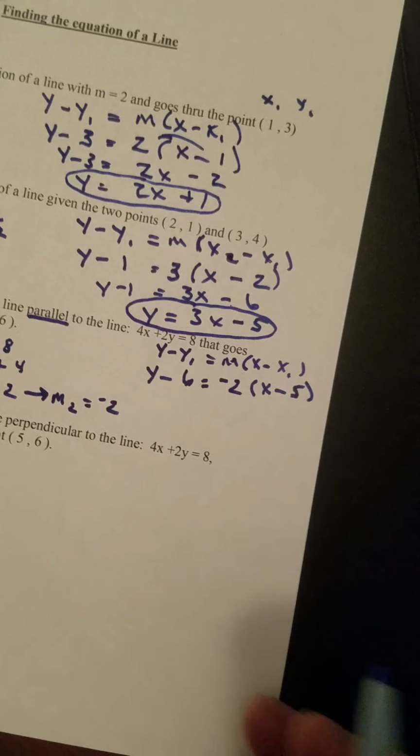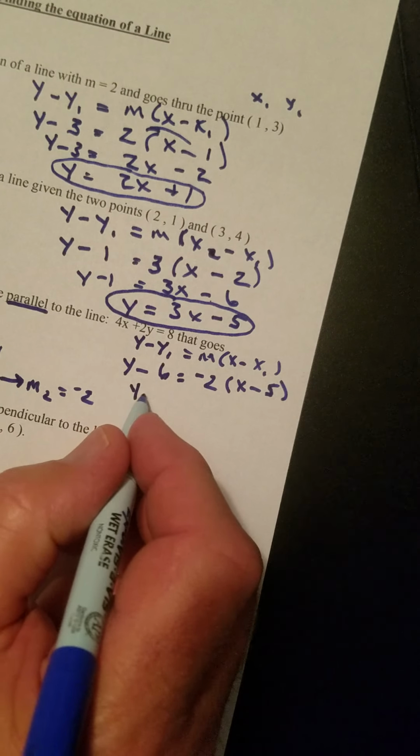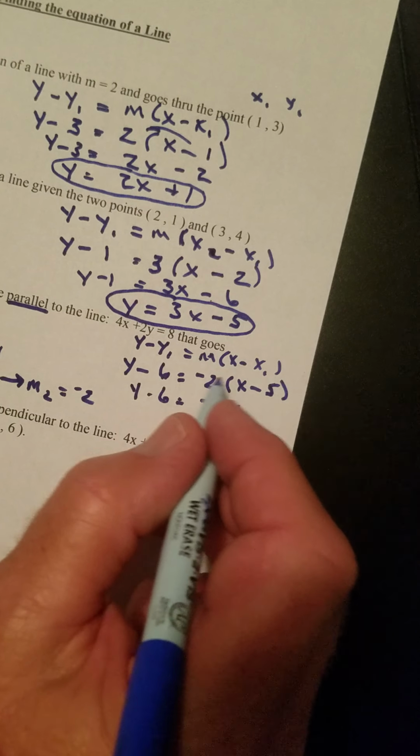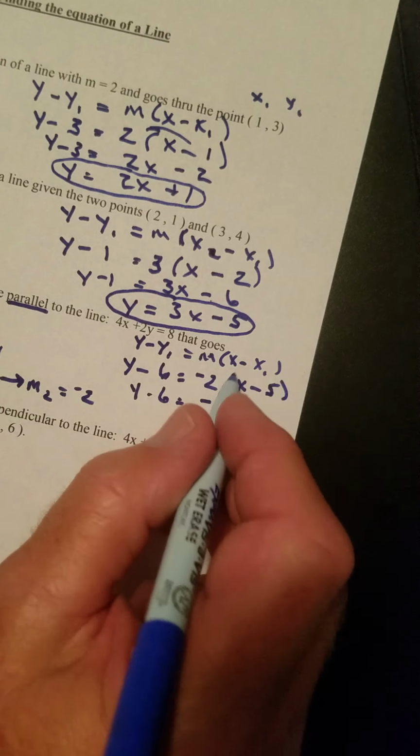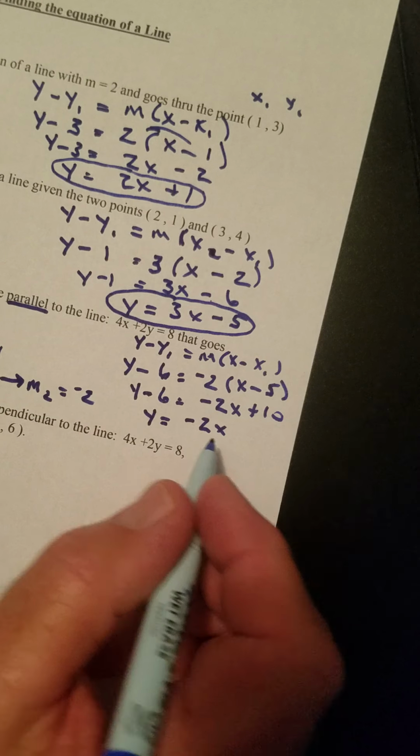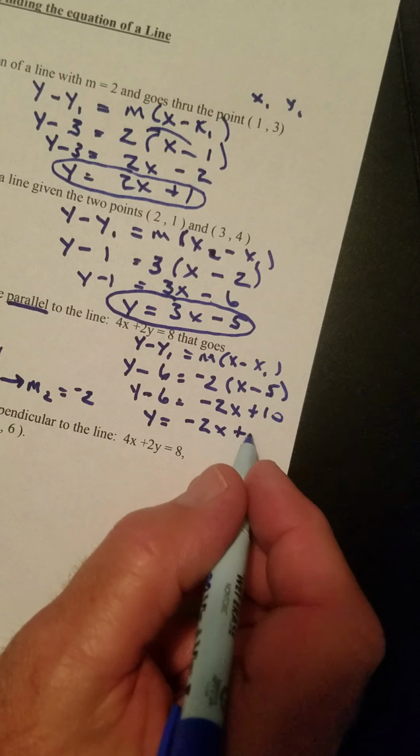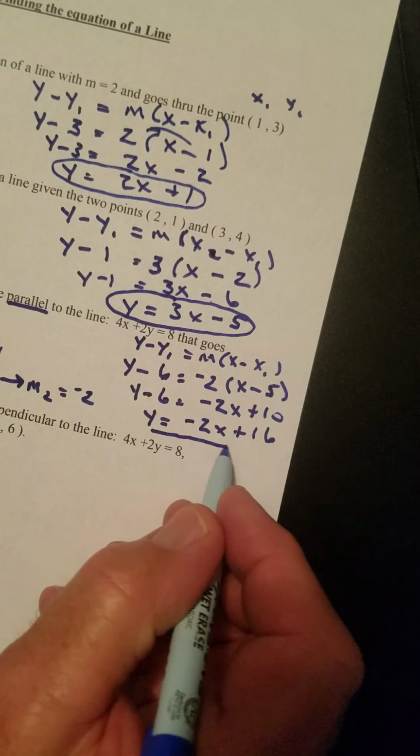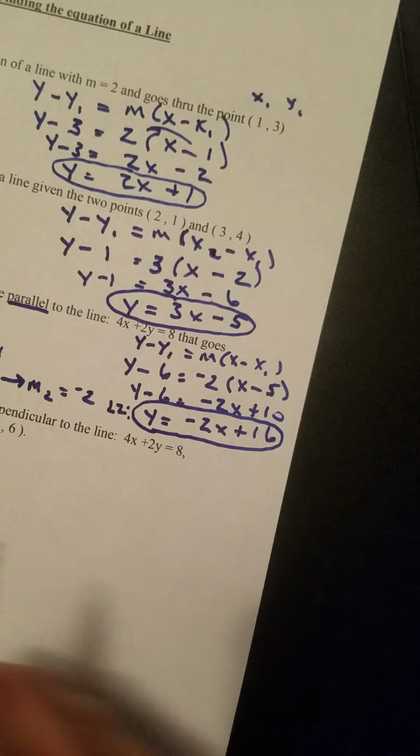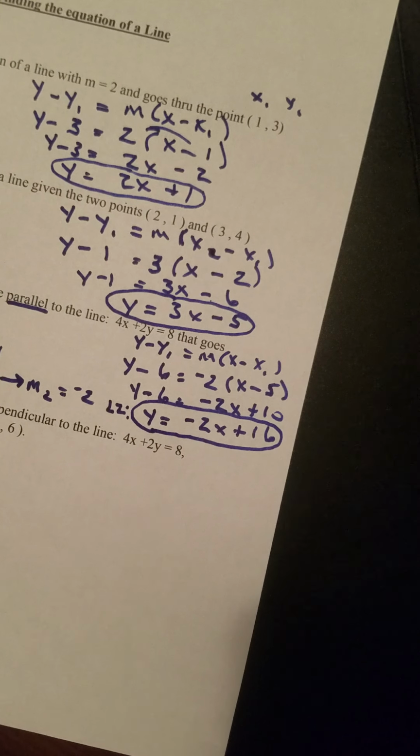Now what we got to do is simplify. Y minus 6 is equal to, I'm going to distribute, that becomes -2x. -2 times -5 becomes plus 10. And to get rid of the 6, I'm going to add 6, so y equals -2x. When I take the 6 over here and add it to the 10, that becomes plus 16. And that becomes L2, the line I was looking for. You don't have to necessarily put the notation there. I'm just doing it to help you follow along with what I'm doing.